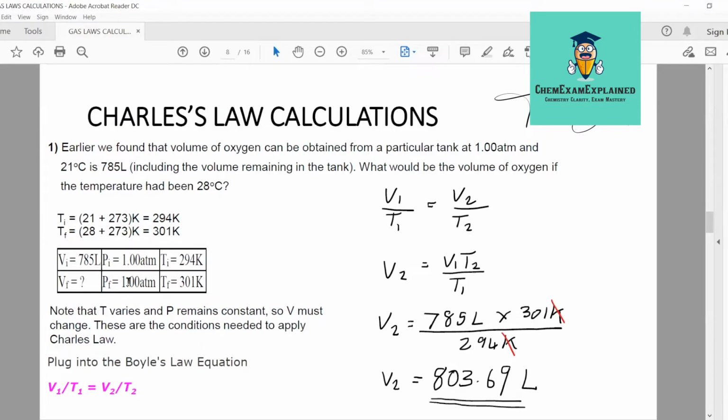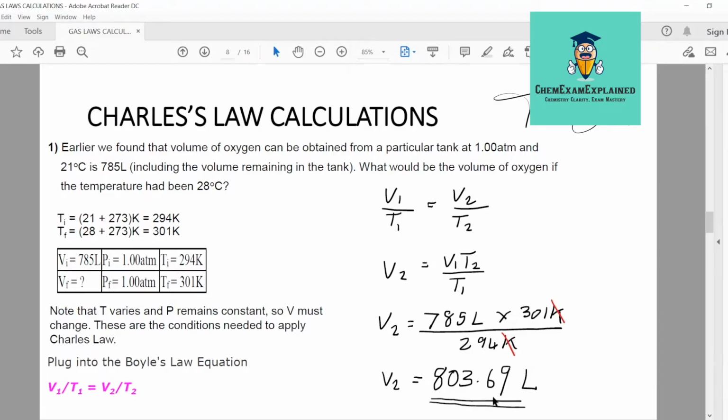And so once the pressure is constant, we know that we must use the Charles' law equation. So note that temperature varies and pressure remains constant, so V must change. And these are the conditions needed to apply Charles' law. So we're using V1 over T1 equal V2 over T2, and we make V2 the subject of the formula. So V2 is equal to V1 T2 over T1. Plug in the information given and calculate the value of V2.